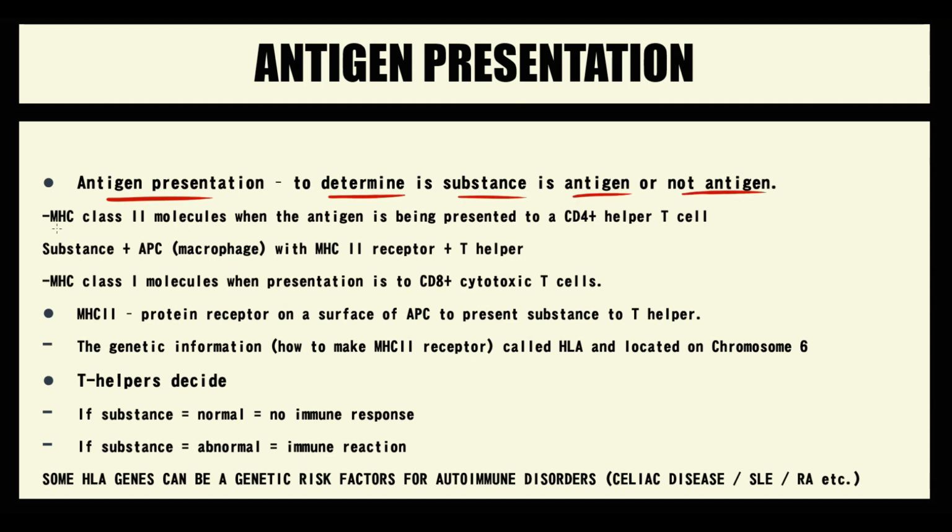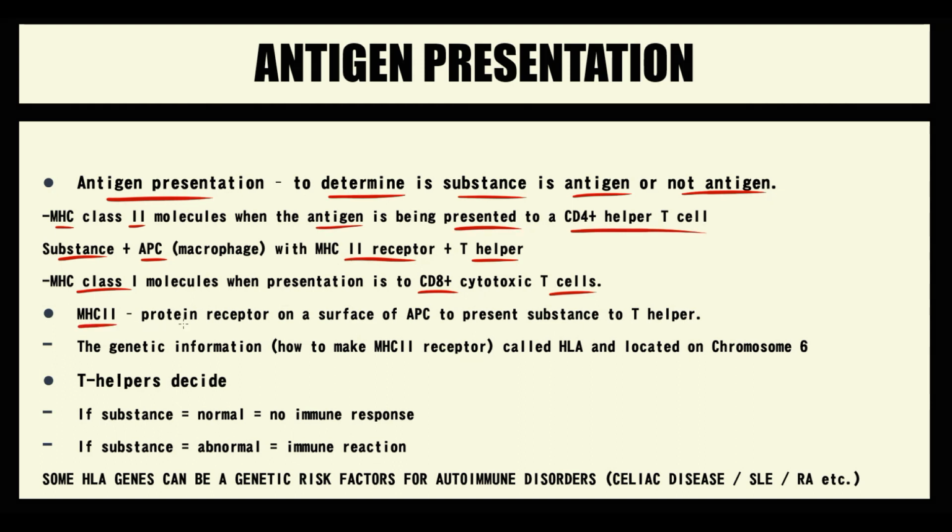We have two types of antigen presentation. The most common type occurs by MHC II receptors when a substance is presented to T helpers. In this process, we have the substance, an antigen presenting cell with MHC II receptor, and T helper. The second type occurs by MHC I receptor when a substance is presented to T killers. Let's take as an example the most common antigen presentation with MHC II receptors.